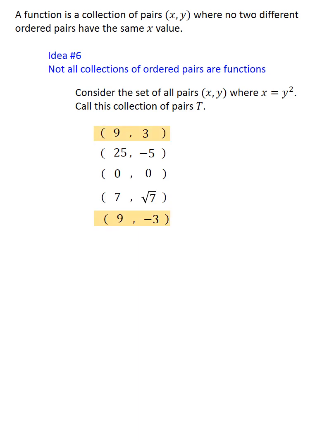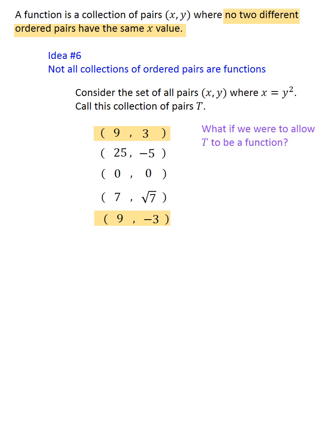But there's something worth noting here. There's something about these two in particular that you see highlighted that shows us that T, the collection T, is not a function. Look at the definition at the top. This is a direct violation of the definition. No two different ordered pairs may have the same x value, but these two different ordered pairs have the same x value, and for that reason, T is not a function.